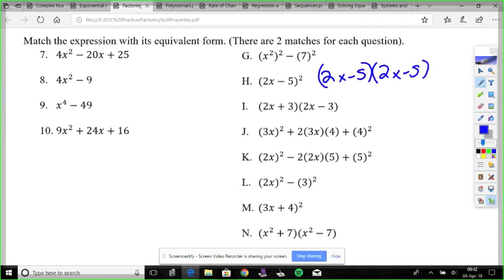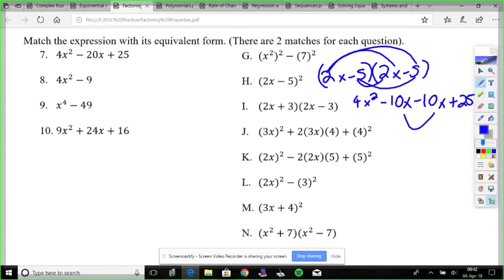So let's say you forget about all the matching and you have no clue how to match it. You can work everything out, put everything together, and still get them, and then see that they are exact matches. Because 2x times 2x would be 4x squared. 2x times negative 5 would be negative 10x. Negative 5 times 2x would be negative 10x. And negative 5 times negative 5 would be positive 25. So when you multiply them together, you're going to see that we still get 4x squared minus 20x plus 25. So I know that would match. Even if I forgot the identity, I can still do it the old-fashioned way to see that it's the same as number 7 and match them up.